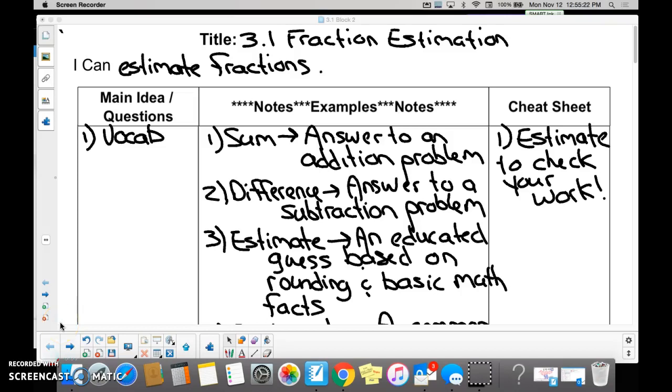8.1 fraction estimation. I can estimate fractions. Thank you, Caden. Now, estimating fractions is one of the more challenging concepts in this chapter. It's not necessarily the answer, it's the work. So we're going to have to really focus in here today.